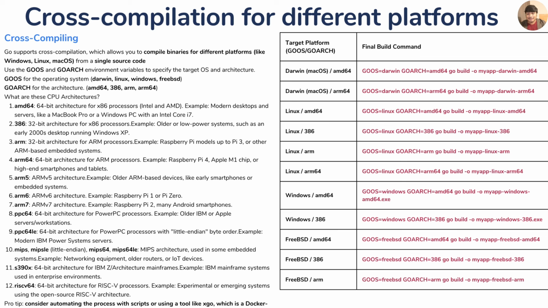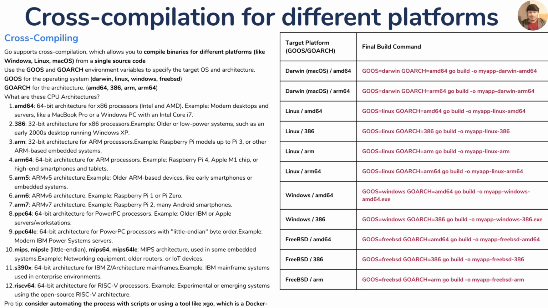Then S390X. It's a 64-bit architecture for IBM Z architecture mainframe. Examples are the IBM mainframe systems used in enterprise environments. And RISC-V64, that is a 64-bit architecture for RISC-V processor. Example, experimental or emerging systems using the open source RISC-V architecture.